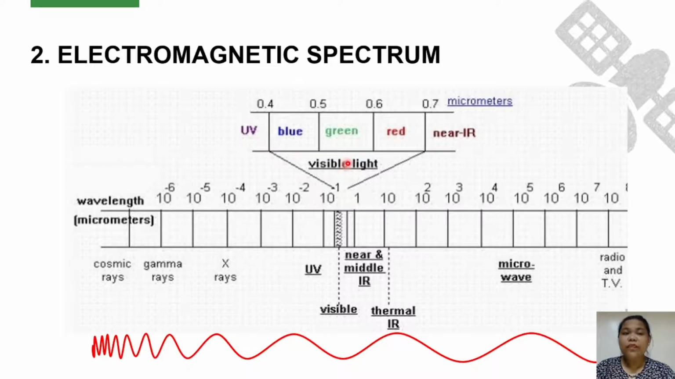Let me proceed with the electromagnetic spectrum. The electromagnetic spectrum is basically the collection of all ranges of electromagnetic radiation. In remote sensing, we make use of the electromagnetic spectrum to determine which wavelength is capable of sensing an object or matter. As you can see, the spectrum is divided into several regions. We have the cosmic rays, gamma rays, X-rays, UV, the visible region, infrared region, microwave, and radio waves.